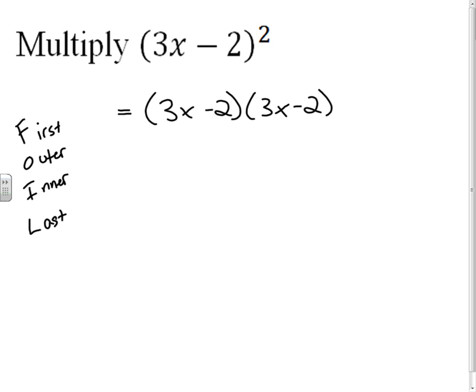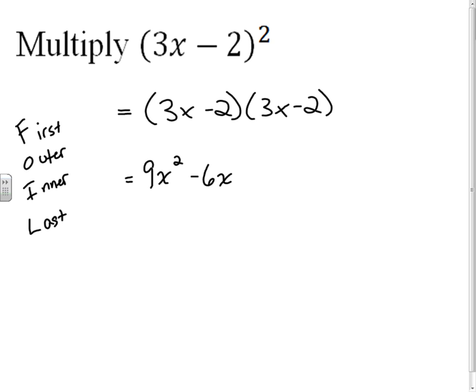So you've probably heard that before. First, outer, inner, last. What it really means is the product of the first terms. So the 3x and the 3x. So what's the product of that? 3x times 3x is 9x squared. I just did 3x times 3x, the first of each term. Now the outer. The outer is the 3x and the negative 2. So 3x times negative 2. That's negative 6x.